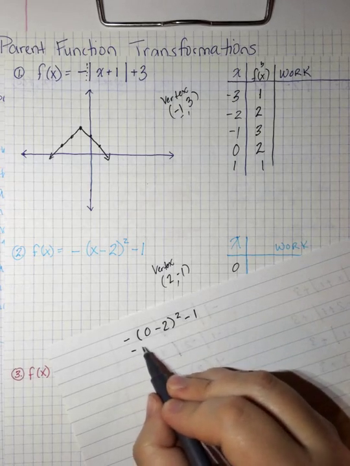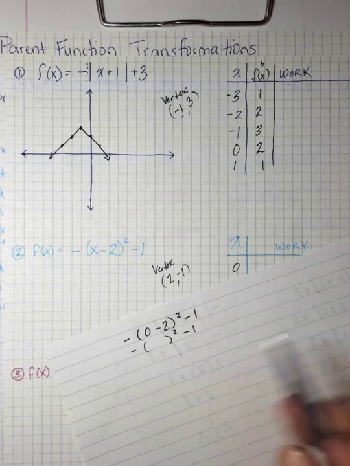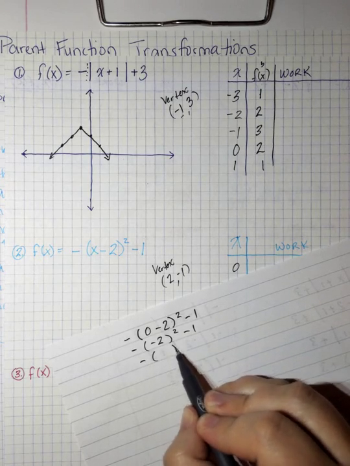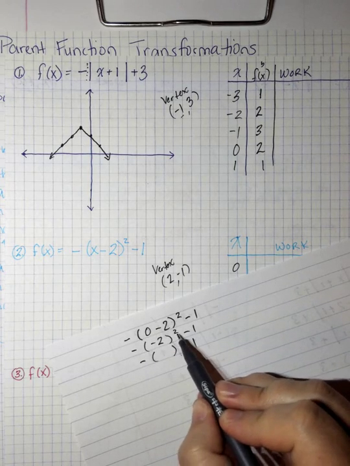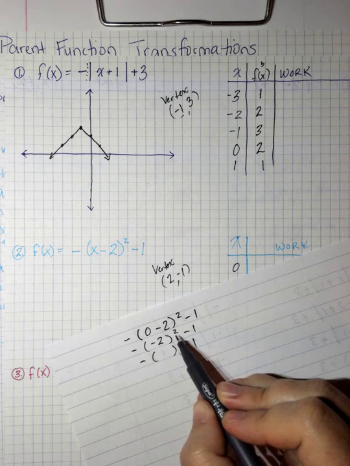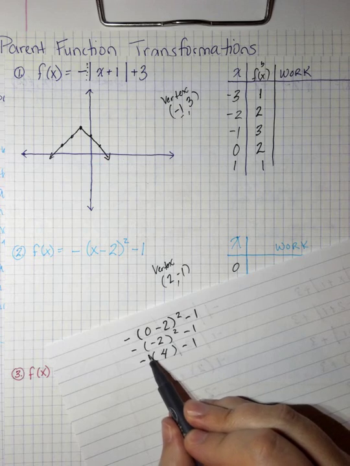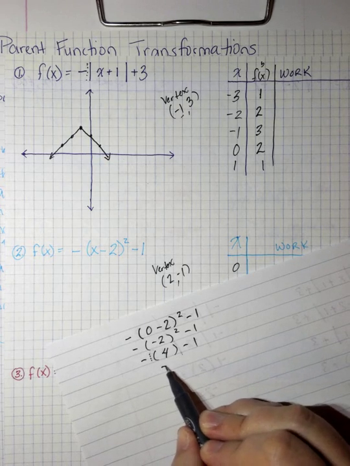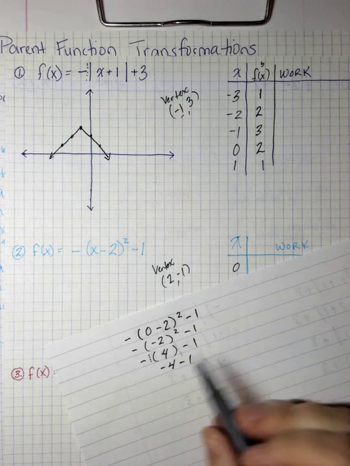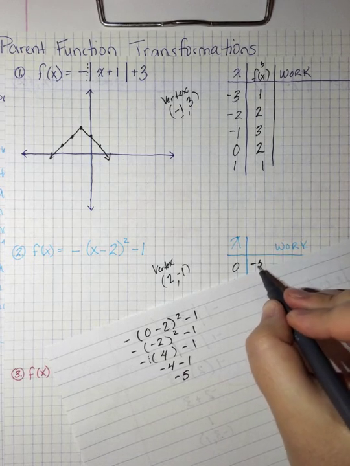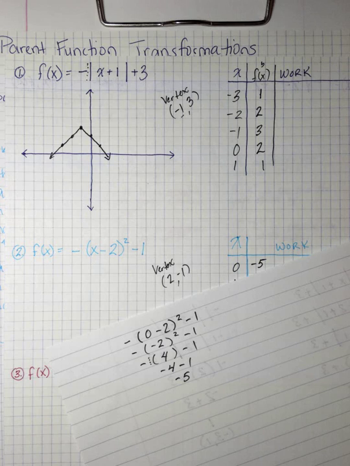I'm going to do my parentheses first because that's what PEMDAS says. So 0 minus 2 is a negative 2. Then PEMDAS says to do exponents. So negative 2 squared. Negative 2 times negative 2 is a positive 4. And then I got to multiply by this understood negative 1 here to make it a negative 4. And then I do my subtraction to get a negative 5. So 0 gives me a negative 5.